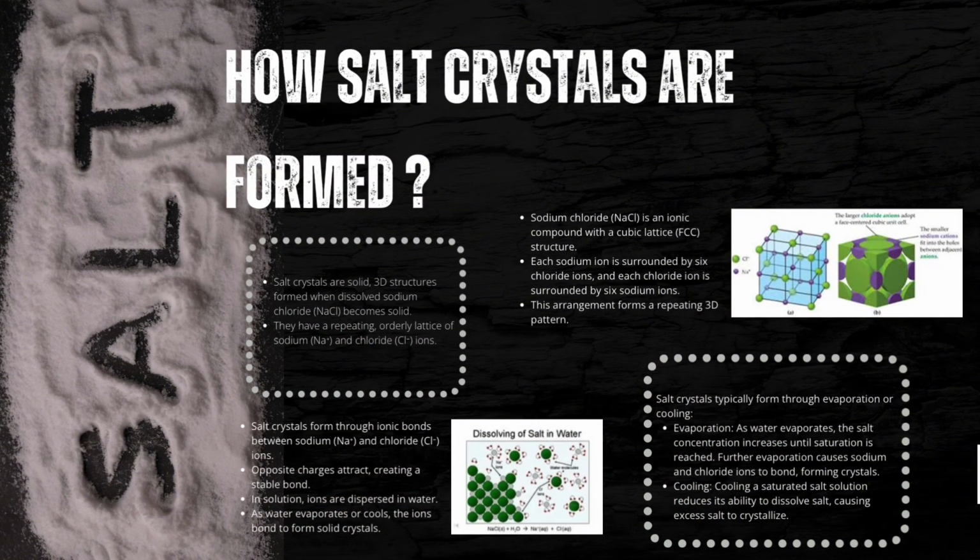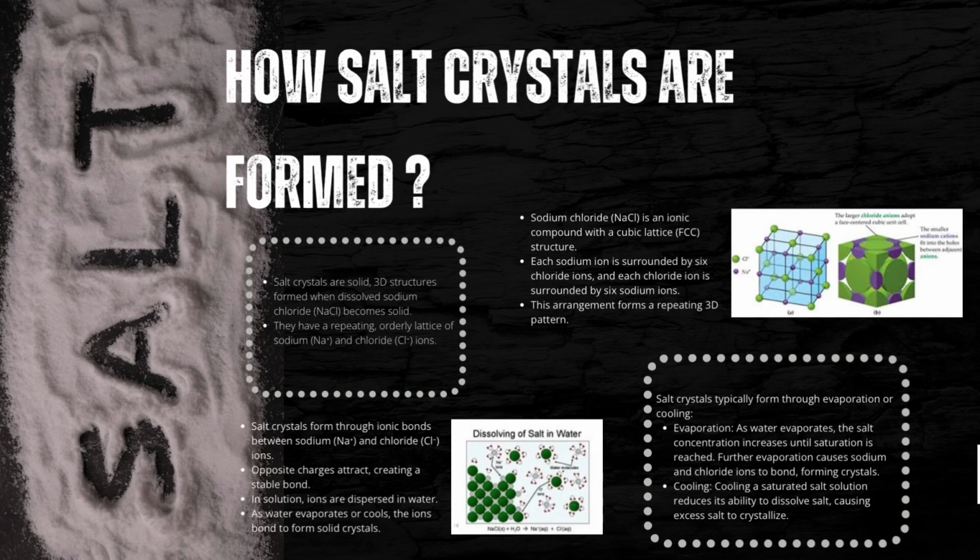So, do you know how salt crystals are formed? Salt crystals are solid, three-dimensional formations that occur when dissolved salt, usually sodium chloride, transitions into a solid state. This crystal consists of a repeating arrangement of sodium and chloride ions, organized in a consistent and orderly lattice pattern. At the molecular level, salt crystals form through ionic bonds between sodium ions and chloride ions. These charged particles are attracted to one another because of their opposite charges, creating a stable bond.